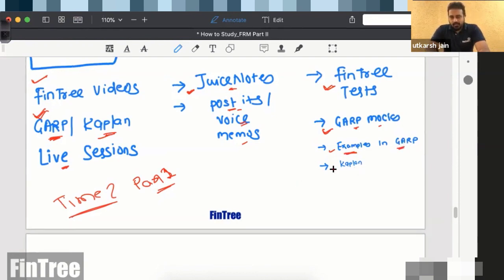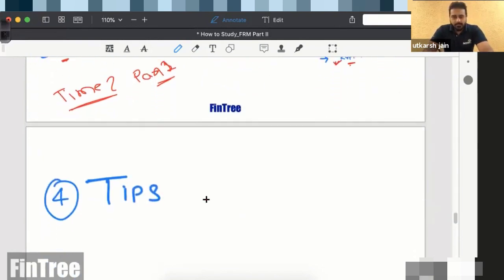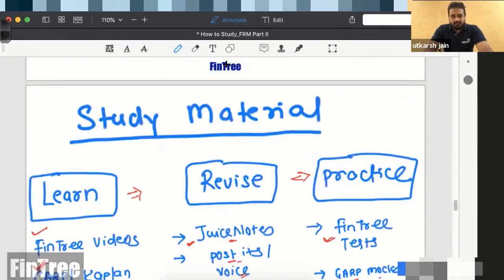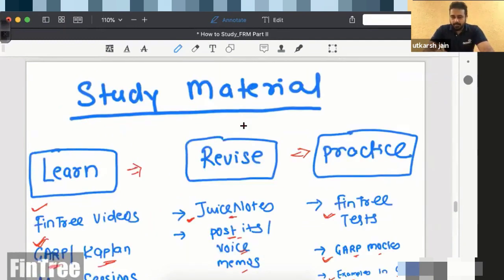And then, of course, there's a question bank available by Kaplan, which is not great. I have personally tried using it and not been very satisfied with the quality of questions. But something is better than nothing. So if you feel that you want access to an additional question bank, I think Kaplan is one option that's available. So this is roughly in terms of what study material to use.